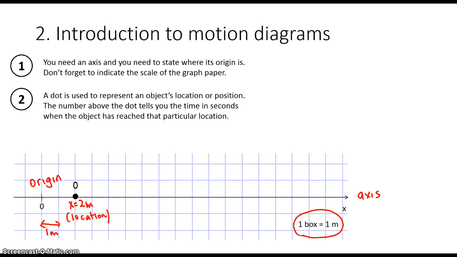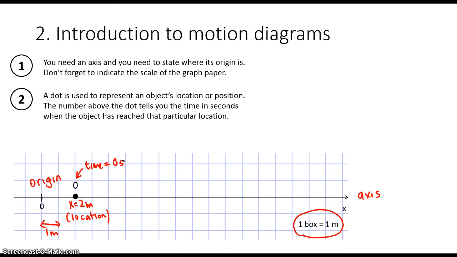You see a number above the dot. That tells you the time in seconds when the object has reached that particular location. So the time at which the object is at 2 meters is 0 seconds. That's the purpose of the dot and the number. Just remember, where the dot is, is the location, and the number above the dot is the time.